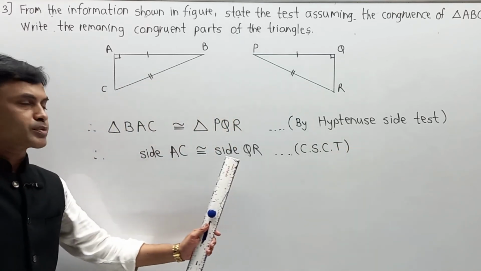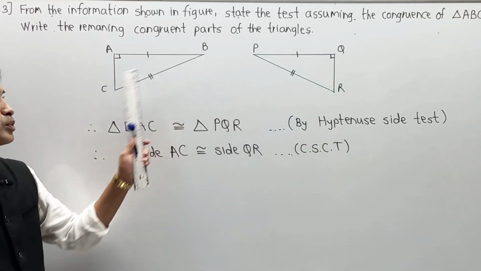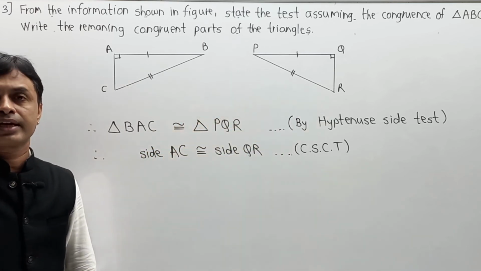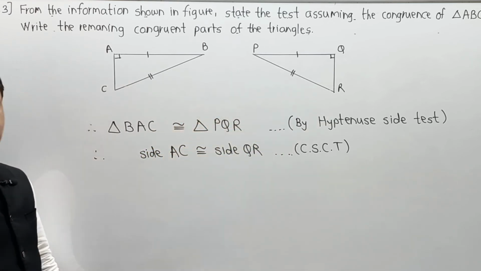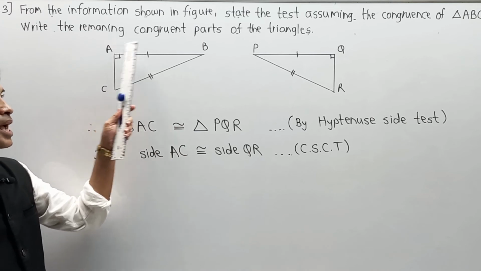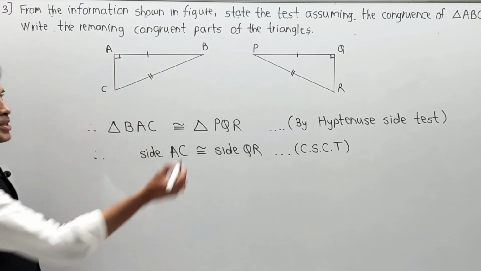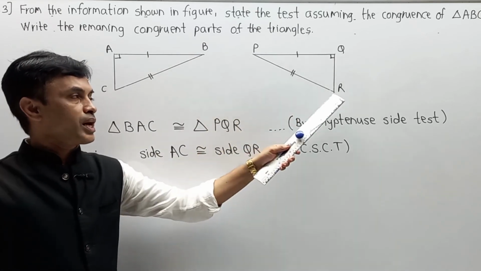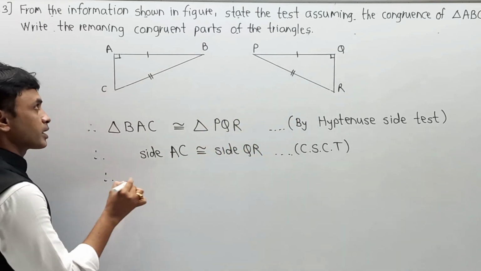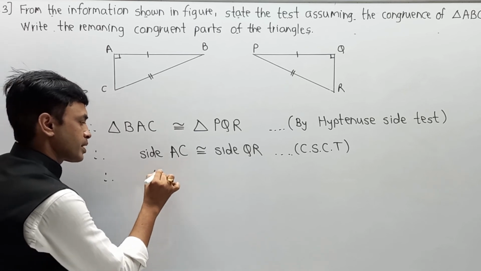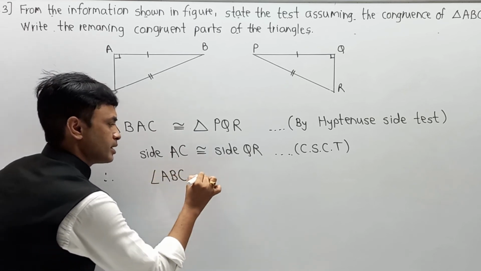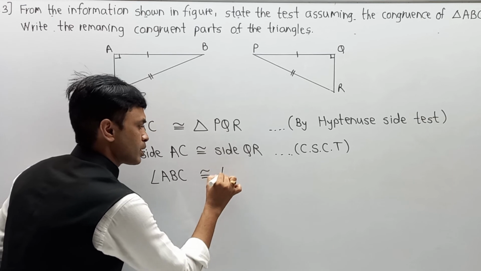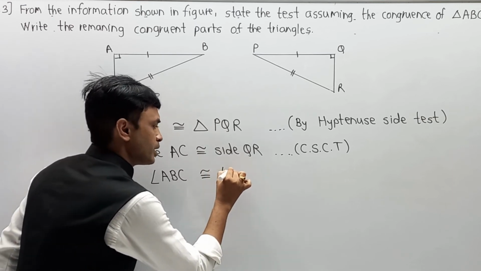Now, after giving the explanation of one side, there are still two angles from the first as well as the second triangle remaining. So one by one. First angle ABC, I am talking about this angle, is congruent to QPR. Therefore, angle ABC is congruent to angle QPR.